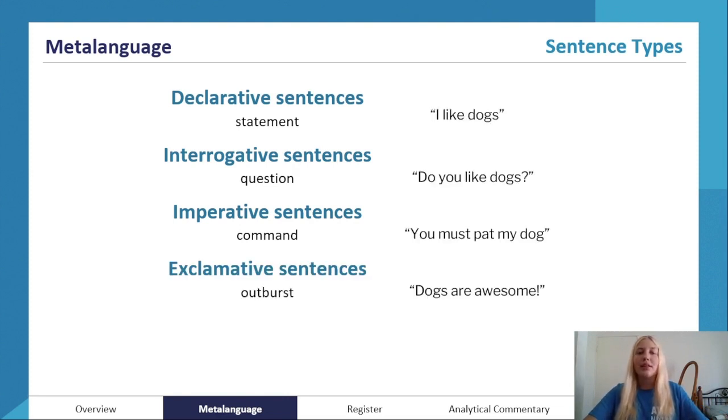So, a declarative sentence acts as a statement. It just states something. These are probably the most common. "I like dogs." That's a declaration, a statement. An interrogative sentence poses a question. For example, "Do you like dogs?" Imperative sentences give a command. For example, "You must pat my dog." You need to do this, okay? And exclamative sentences are like an outburst. "Dogs are awesome!" That should all be very nice and easy to understand, and it will probably be easier to identify than sentence structures.